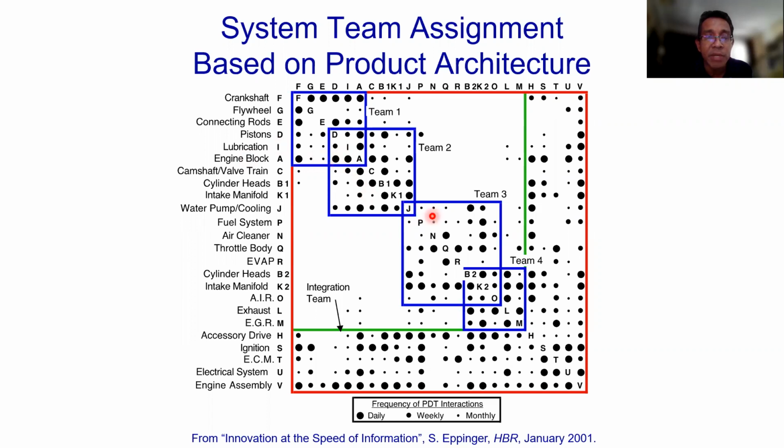And then you can see team 3, team 4. And then another part is called the integration team. It's outside the green, this one. For the integration team, all teams are involved for the accessories, injection. So team 1, team 2, team 3, team 4, we come here to see everything for the integration of this part. So these are very important.